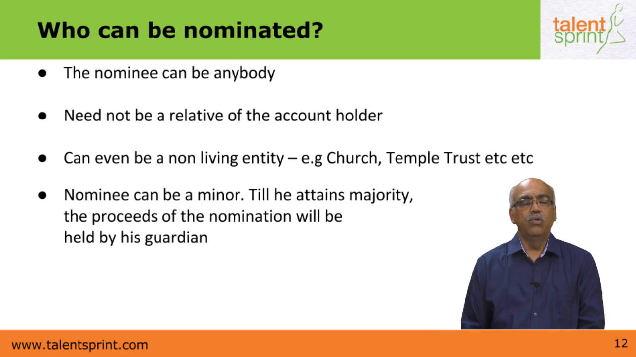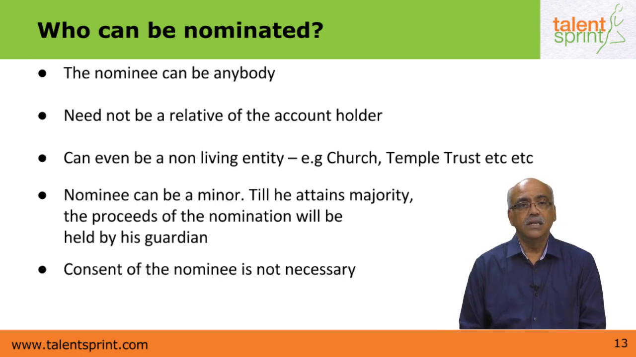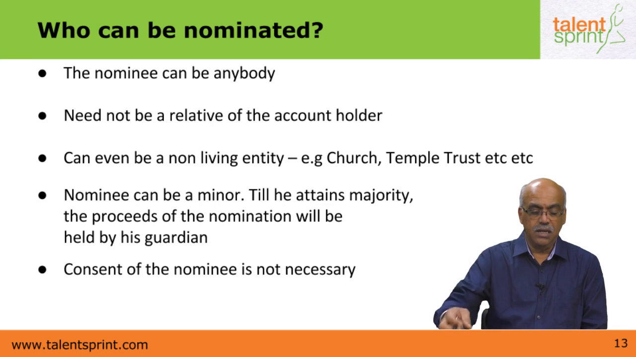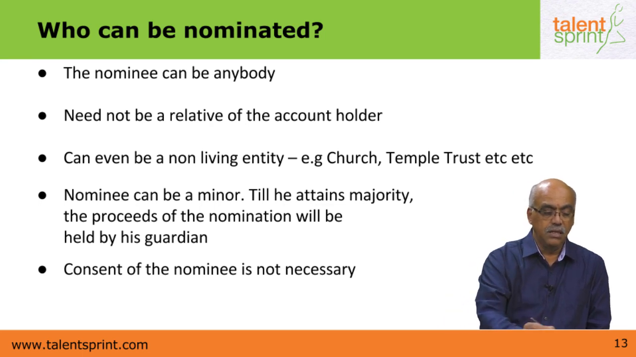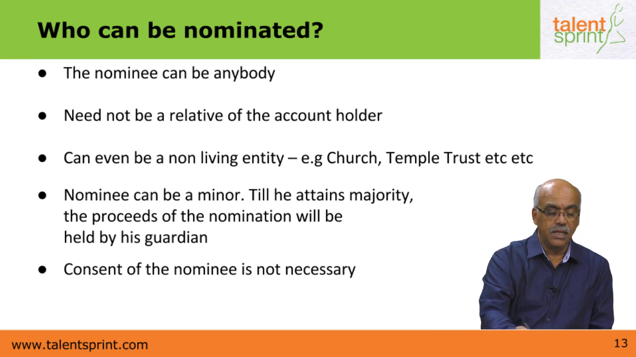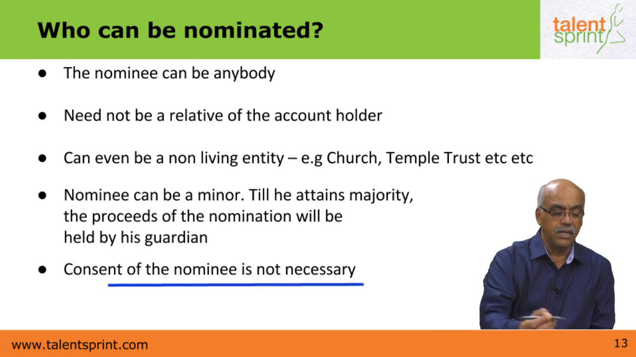So, who can be nominated? Anybody can be nominated. The nominee need not be a relative of the account holder. The nominee need not be a living entity. It can be a non-living entity. And a nominee can be a minor as well. Till the time he attains majority, his natural guardian will be in control of the proceeds, and once the minor attains majority, then the entire benefits will pass on to the minor concerned. And a very important point to be noted when you are talking of nomination is that the consent of the nominee is not essential.